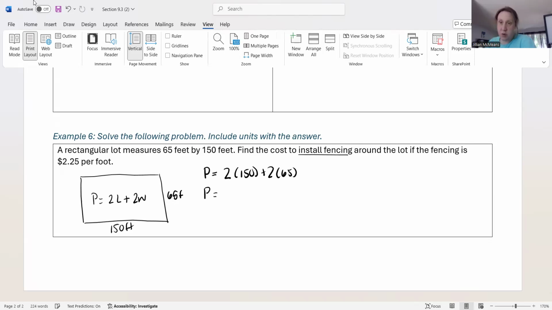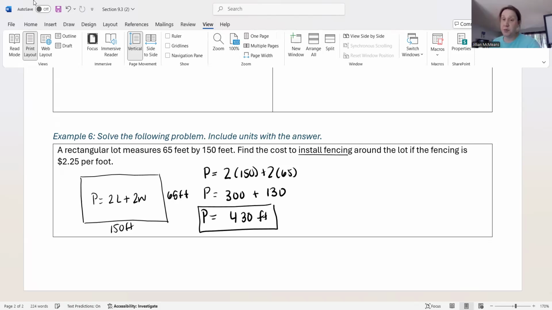Because of the order of operations, we need to make sure we do our multiplication first and our addition second. So 150 times 2, you might recognize that as 300. If not, you could certainly use your calculator. And then 2 times 65 is going to be 130. Then to add those, 300 plus 130, that's pretty easy. We just get 430 feet. So the distance around this rectangular lot is 430 feet total.